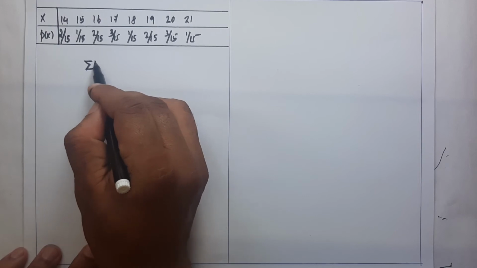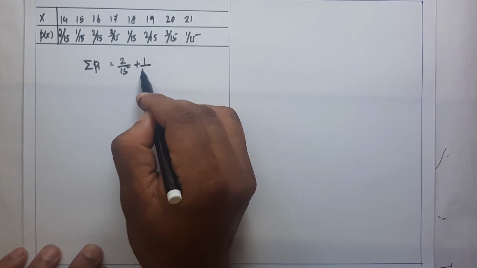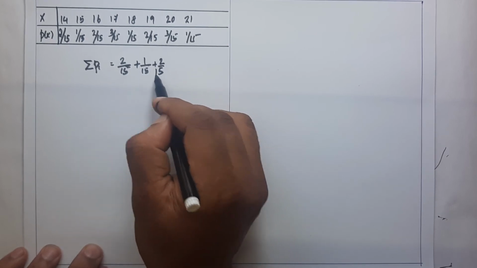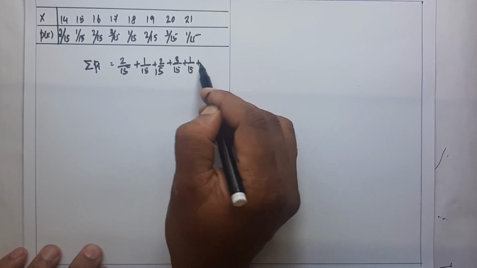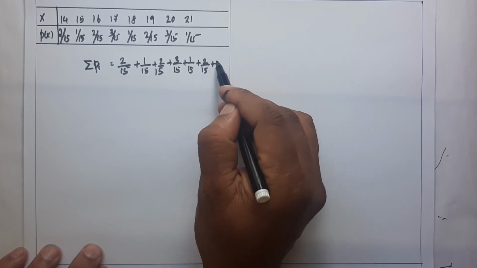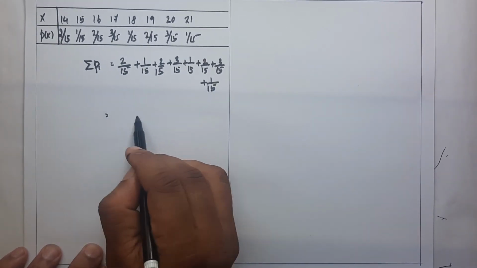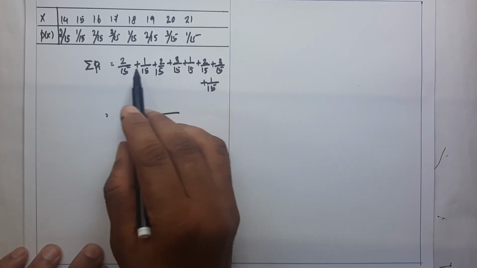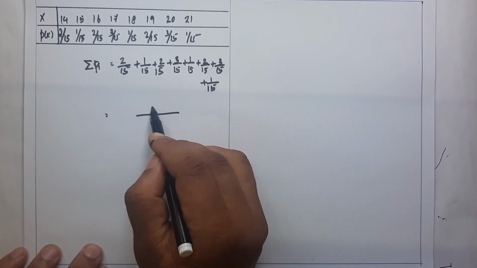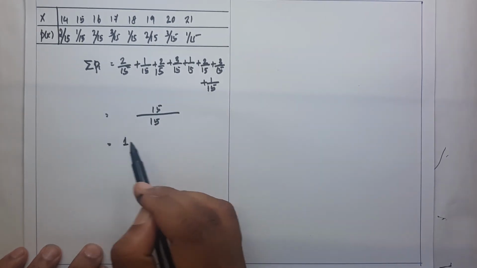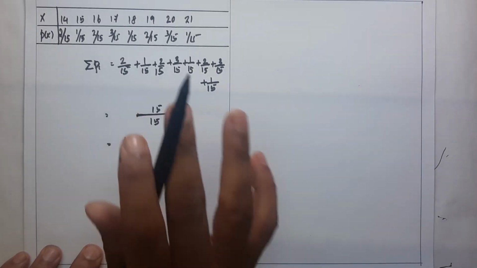Now we find sigma p i, the sum of the probabilities: 2 by 15 plus 1 by 15 plus 2 by 15 plus 3 by 15 plus 1 by 15 plus 2 by 15 plus 3 by 15 plus 1 by 15. The common denominator is 15, and adding the numerators: 2 plus 1 is 3, plus 2 is 5, plus 3 is 8, plus 1 is 9, plus 2 is 11, plus 3 is 14, plus 1 is 15. So 15 by 15 gives 1. Therefore the sum of the probability distribution is 1, so the distribution table is correct.